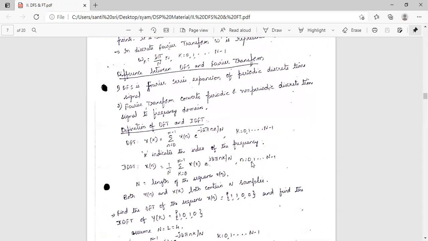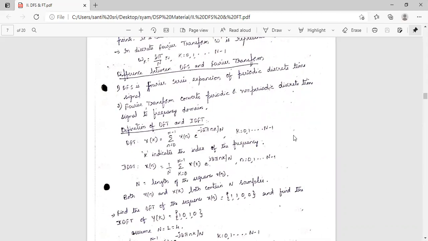So, a definition of DFT and IDFT, the discrete Fourier transform and the inverse discrete Fourier transform. So what is DFT? How is it represented? X of k is equal to sigma n equal to 0 to N minus 1 x of n e power minus j 2 pi k n by N, where k is varying from 0 to N minus 1. k indicates the index of the frequency.